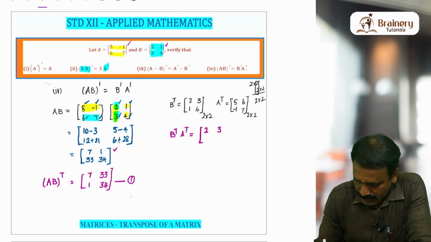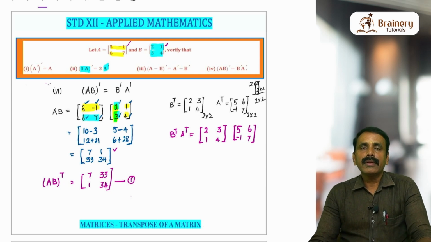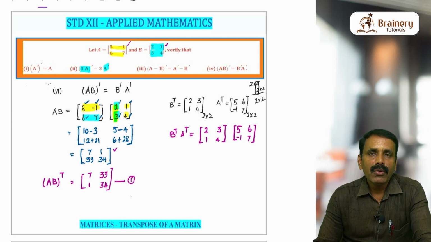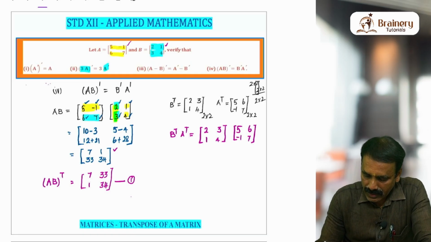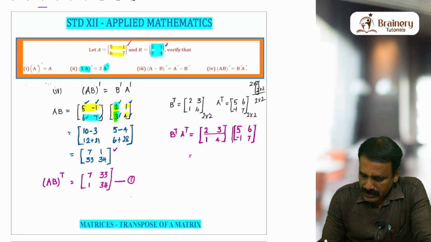2, 3, 1, 4 multiplied with 5, 6, minus 1, 7. How to multiply? We are going to multiply row with column. First row element will be multiplied with the first column element. Here we are having 2 elements, here also we are having 2 elements. So we start multiplying. First element multiplied with the first element.